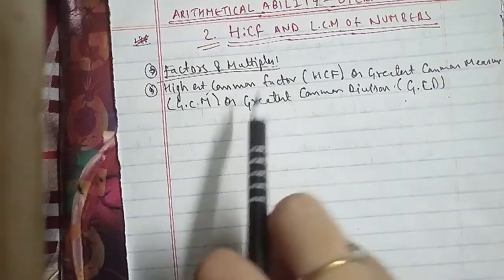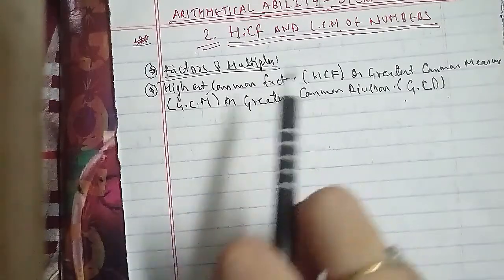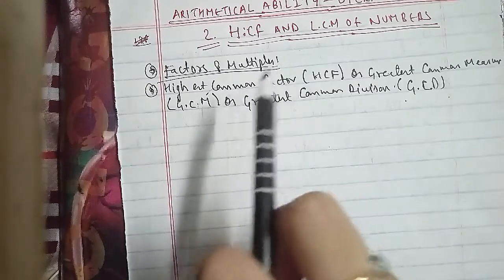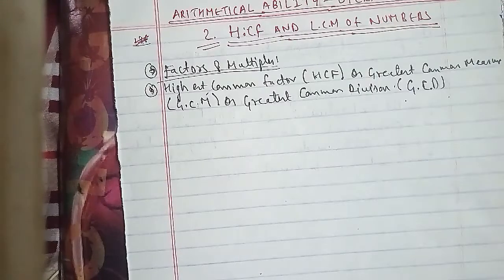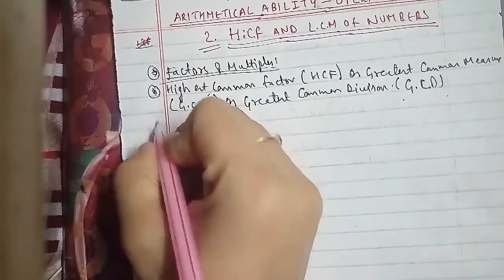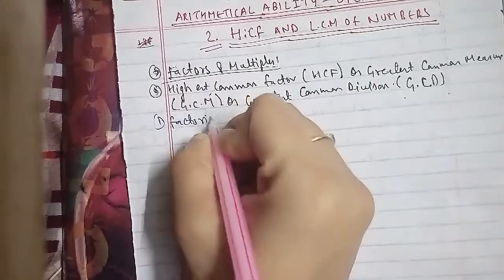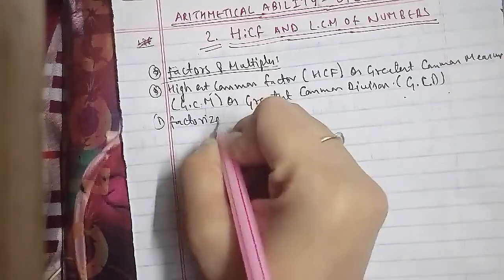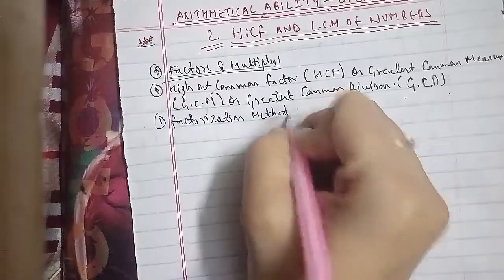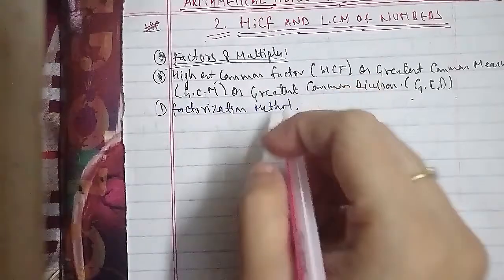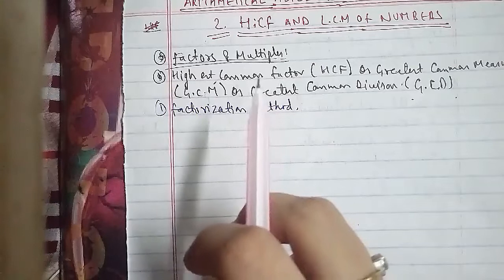So there are two methods of finding the HCF of a given set of numbers. The first method is your factorization method. In the factorization method, express each one of the given numbers as a product of prime factors, and the product of the least power of the common prime factors gives the HCF here.